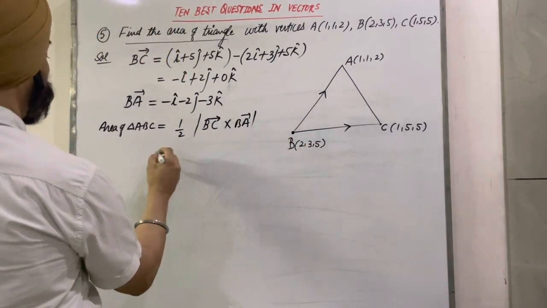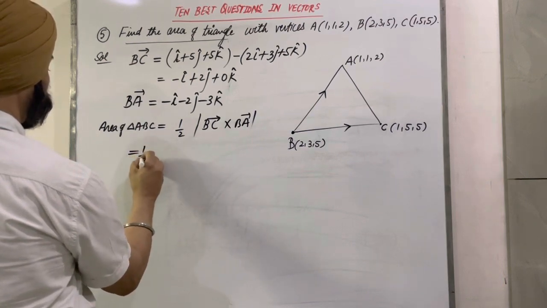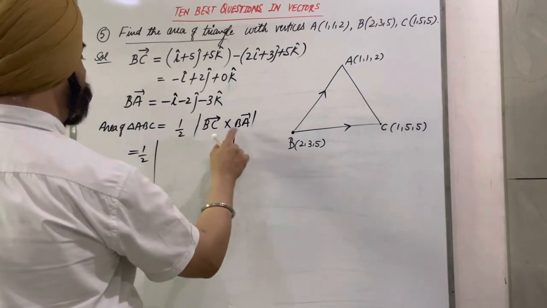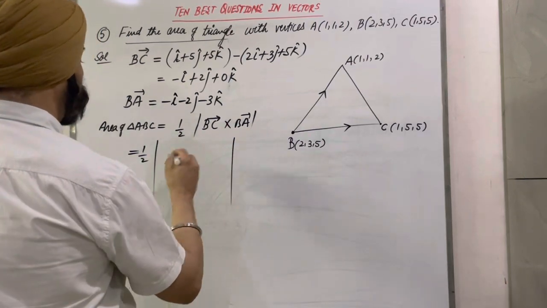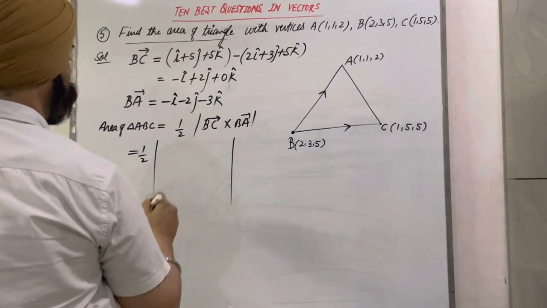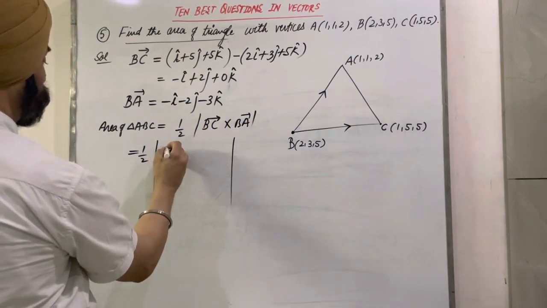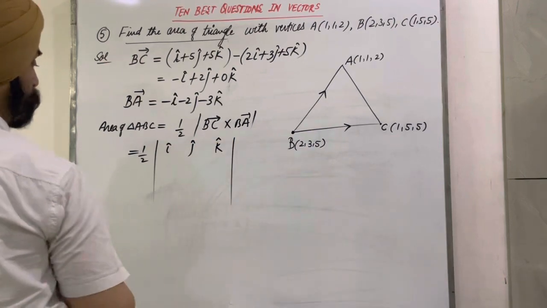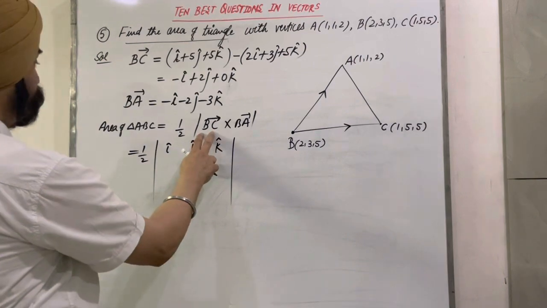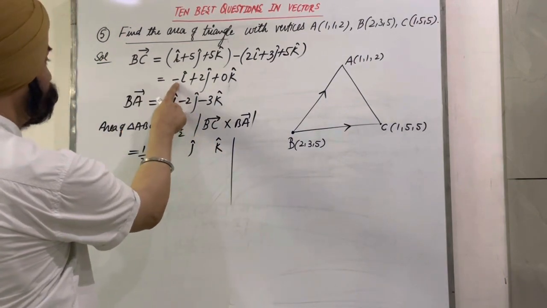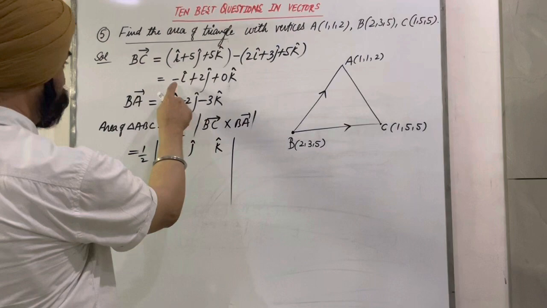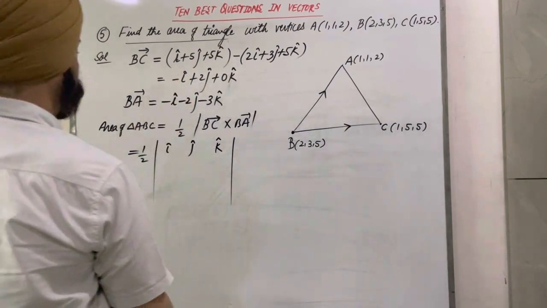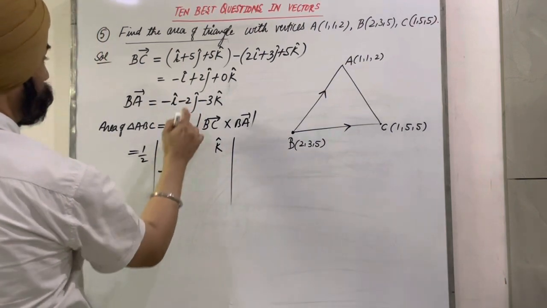Now, half remaining the same, BC cross BA can be obtained. We'll be looking for the magnitude of this entire thing. So initially, we'll be writing BC cross BA. To write the BC cross BA cross product, the very first row of this determinant should be occupied by unit vectors i cap, j cap and k cap. For BC vector, the scalar components are -1, 2 and 0. These are the numbers which are attached with i, j and k. Of course, with due respect to the signs. So it is -1, 2 and 0.